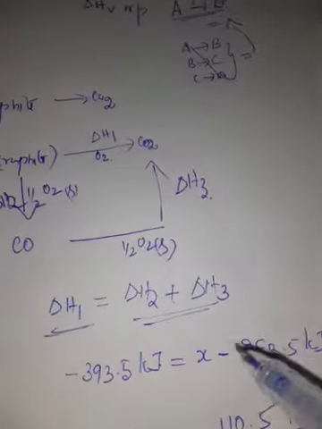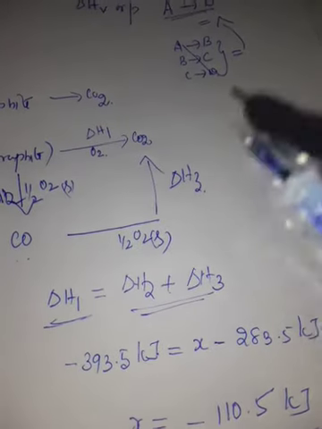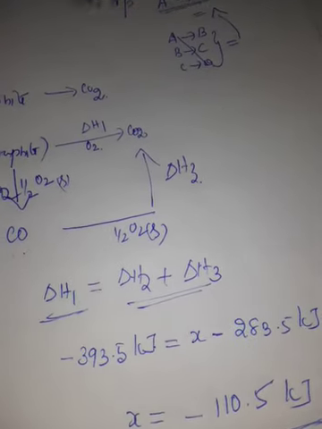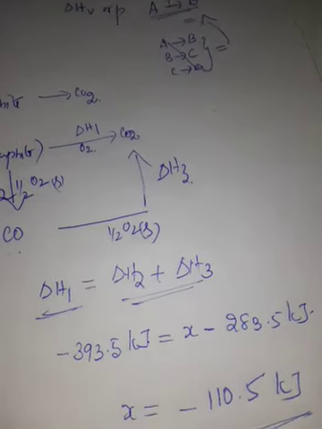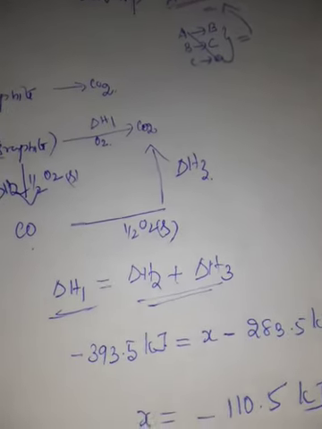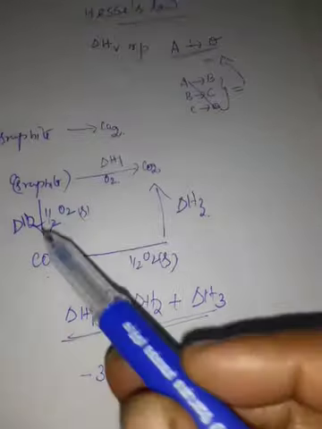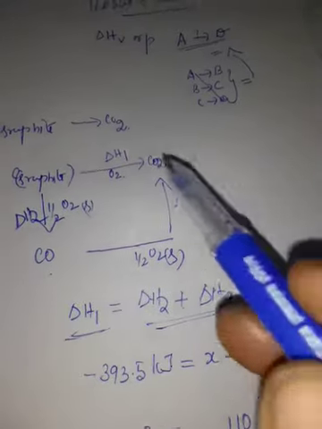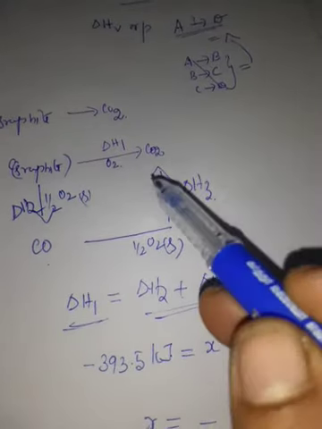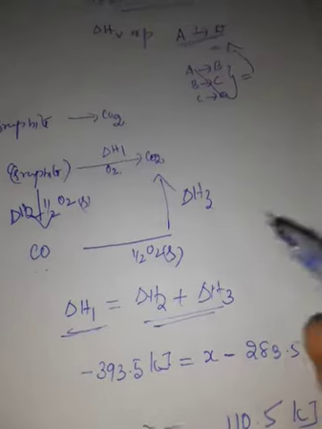So this is Hess's law. Whether it takes place in one step or in multiple steps, the enthalpy change remains the same, at constant volume or at constant pressure, the value remains the same.